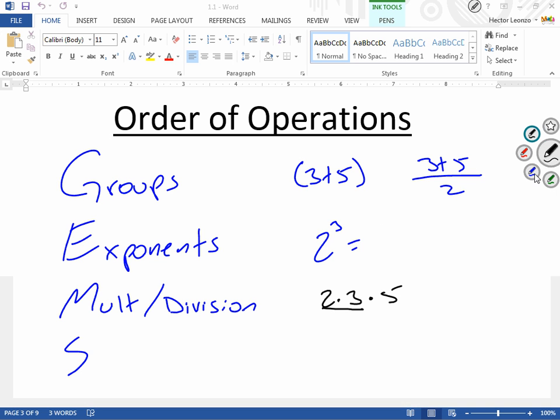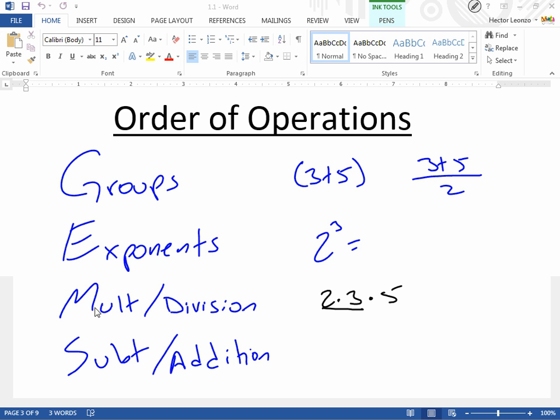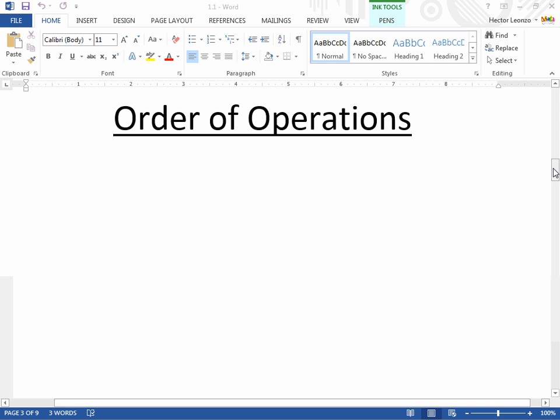Now, the last thing, the S for GEMS, that means subtraction and addition. I abbreviated a few words, multiplication and subtraction. So the last thing is subtraction and addition. So we add and subtract at the last step. The only way we're going to add or subtract before the last step is if it is inside a group. Otherwise, subtraction and addition is the last thing. So that's how we're going to treat GEMS for order of operations.